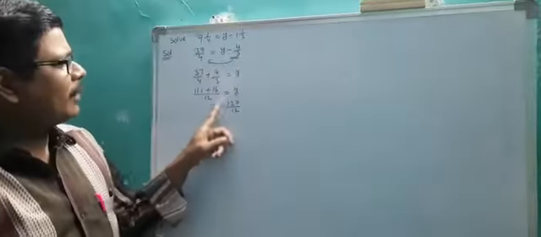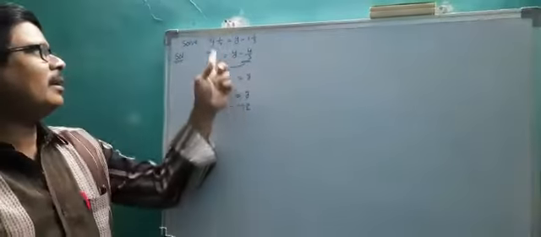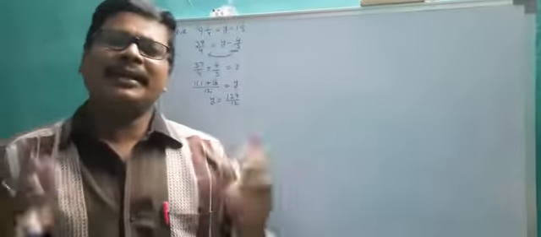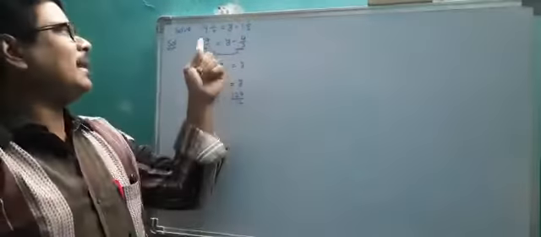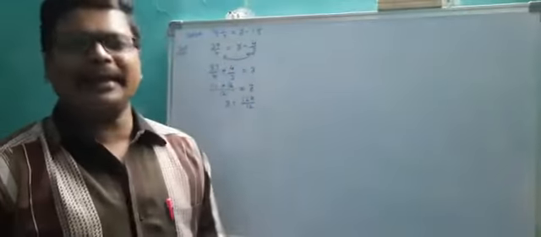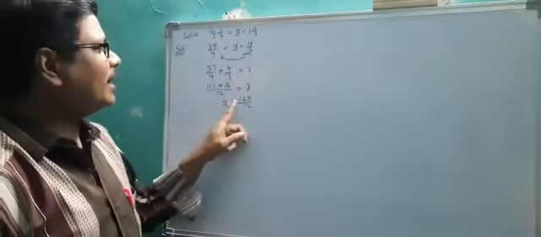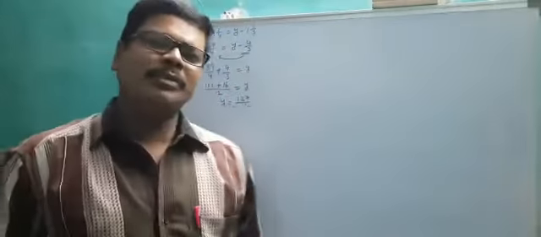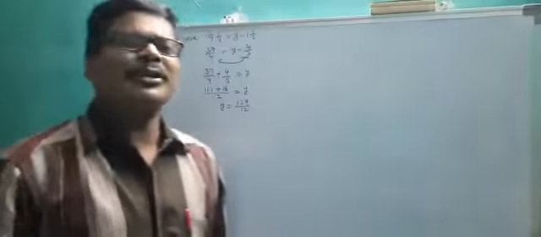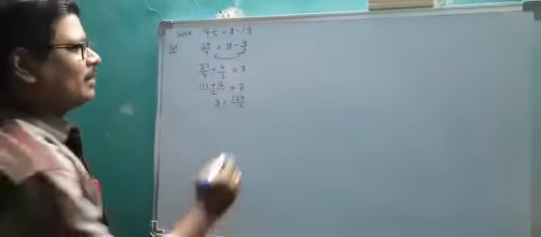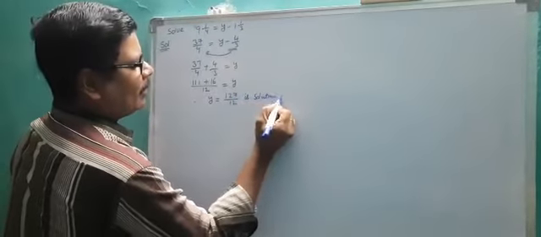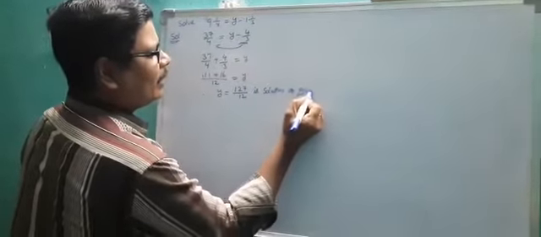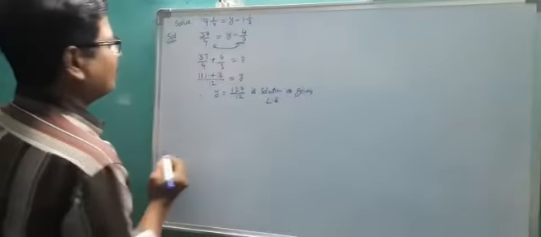If you substitute y equal to 127 by 12 in the given linear equation, that equation will be balanced on both sides. That means both LHS and RHS are equal. So this y equal to 127 by 12 is the only solution of the given linear equation.